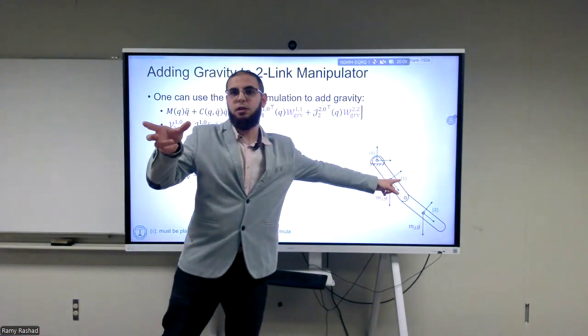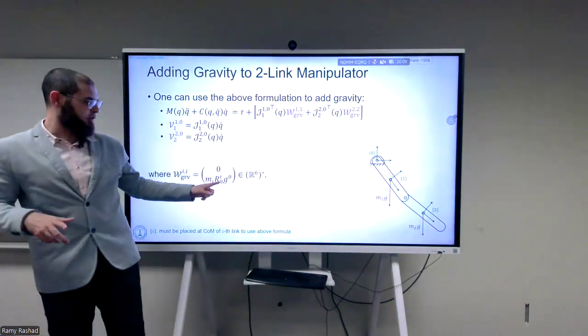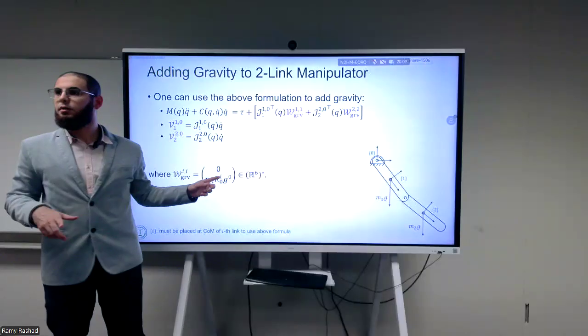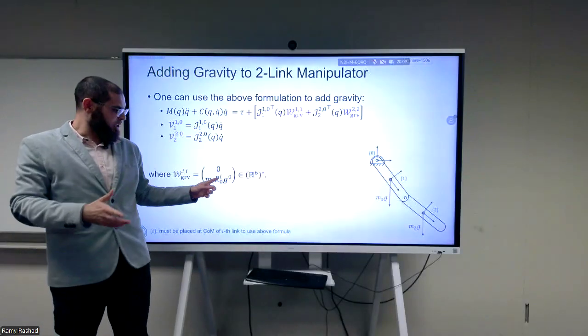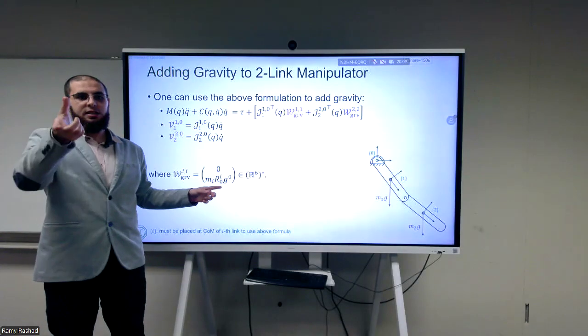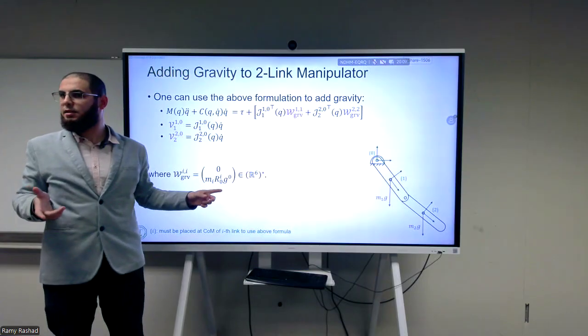And what do you do to this force? You just multiply it by the rotation matrix from 0 to I. This rotation matrix from 0 to I will already do the sine and cosine for you. As easy as this.